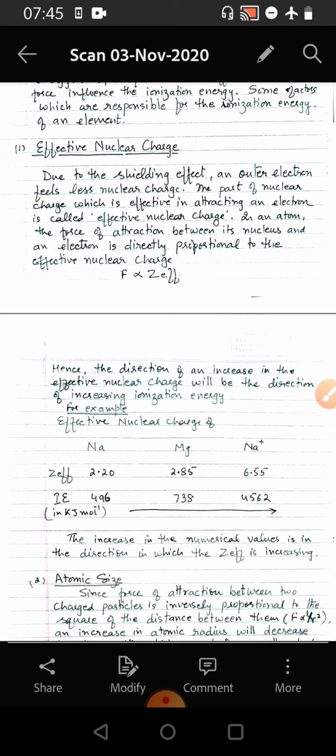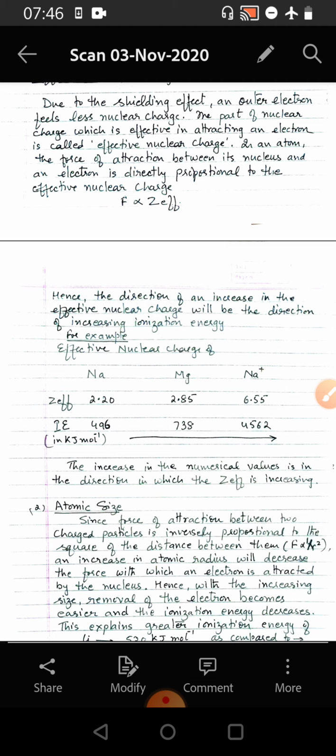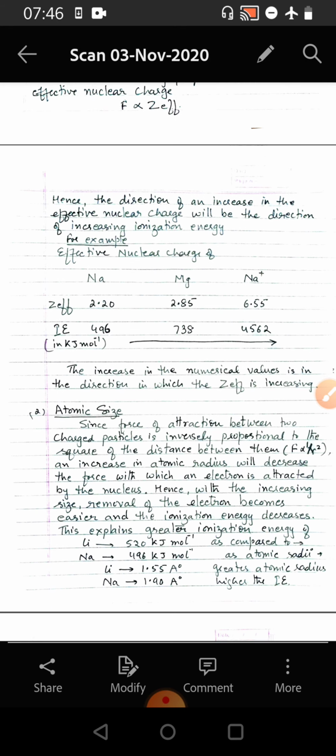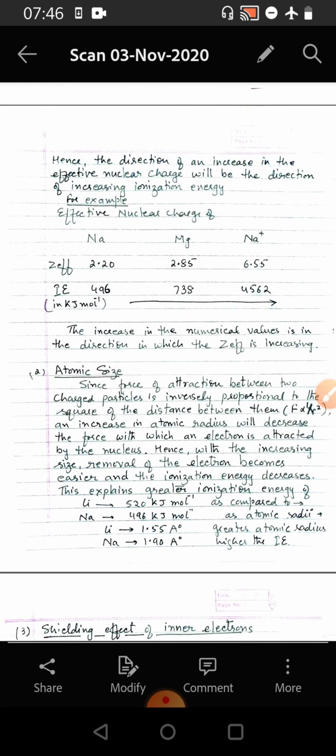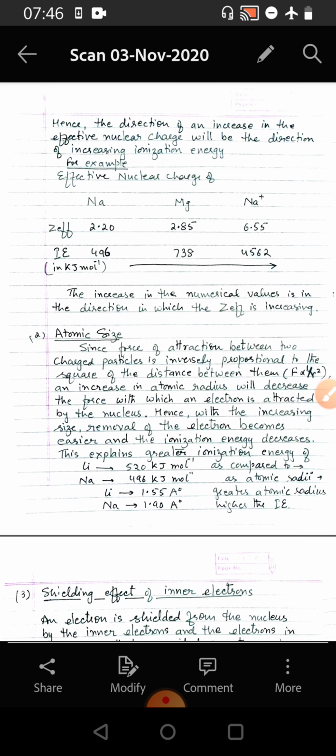Due to the shielding effect, an outer electron feels less nuclear charge. The part of the nuclear charge which is effective in attracting an electron is called effective nuclear charge. In an atom, the force of attraction between its nucleus and electron is directly proportional to the effective nuclear charge. That is, F is directly proportional to Z effective. Hence, the direction of increase in the effective nuclear charge will be the direction of increasing ionization energy. Thus, we can say that the direction in which the effective nuclear charge increases, the ionization energy also increases in that direction.